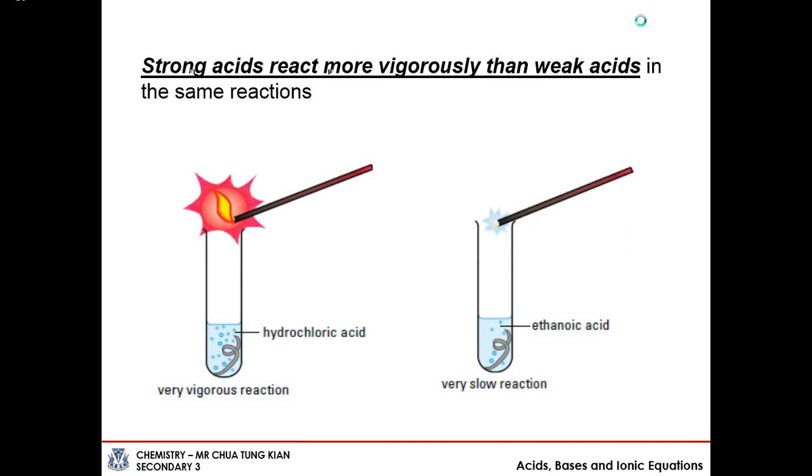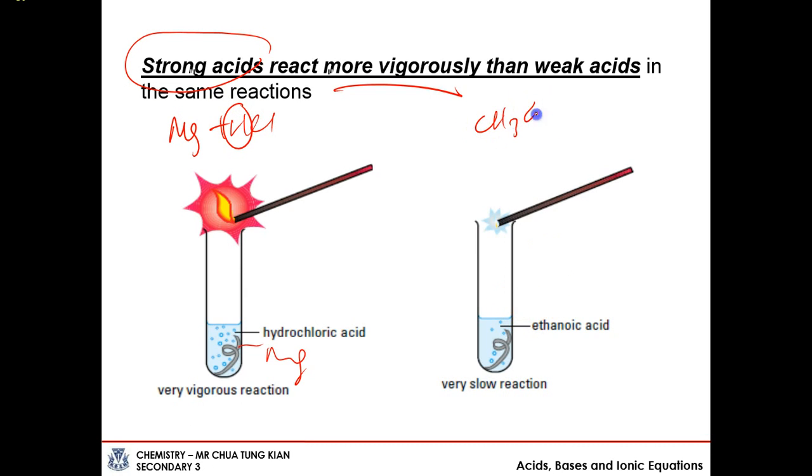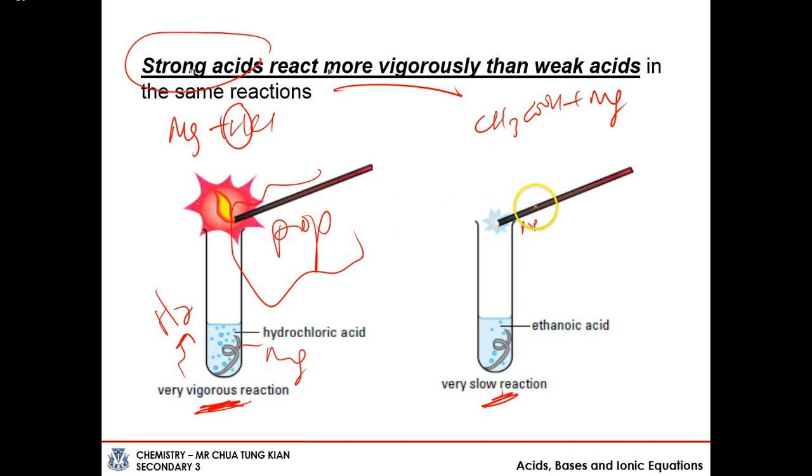So as a result of this, what happens? It means that strong acids react more vigorously than weak acids in the same reaction. So if I have magnesium ribbon here, Mg plus HCl, I have a lot more H plus compared to ethanoic acid. Because I have a lot more H plus, the reaction proceeds more vigorously, and I get more H2 gas being evolved. And as a result, when I do my lighted splint test, there's a much louder pop sound. Pop versus pop. This is a loud pop versus a small tiny pop.